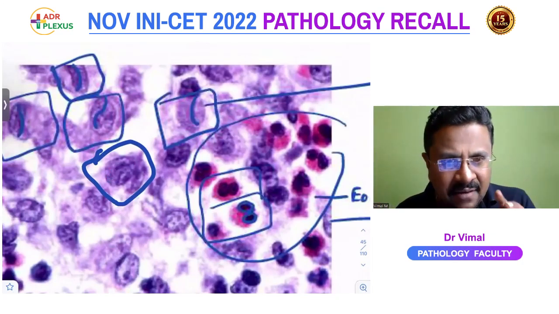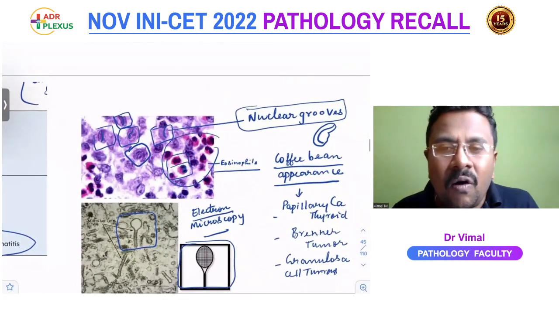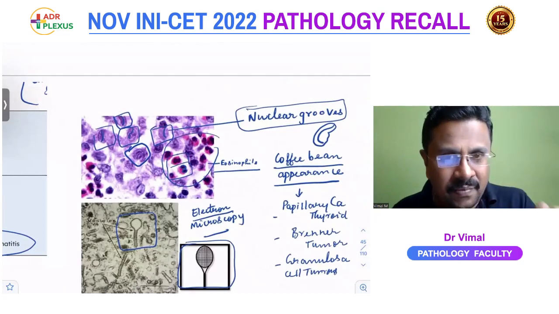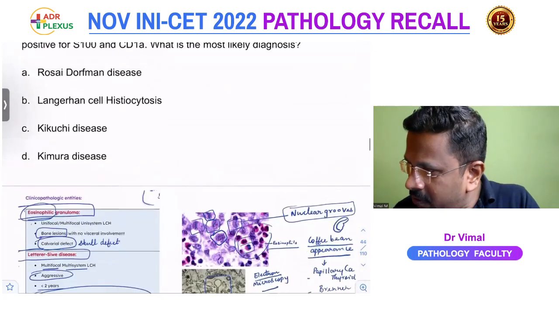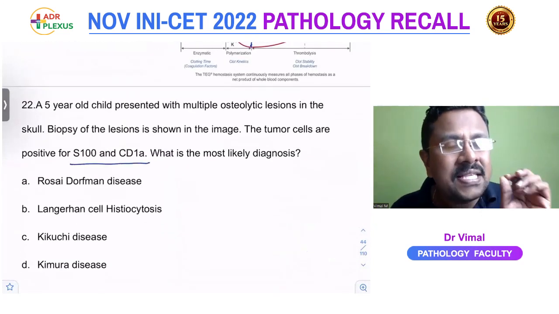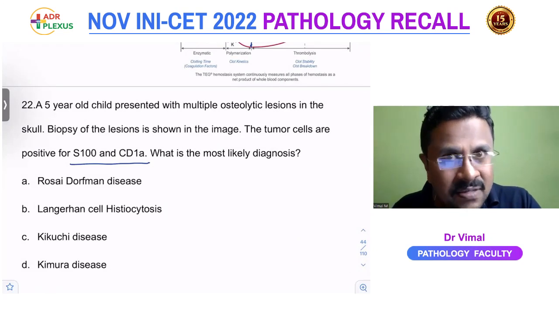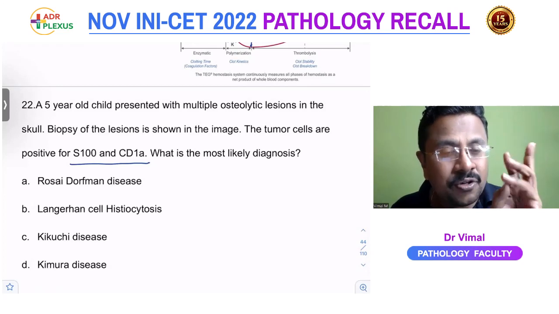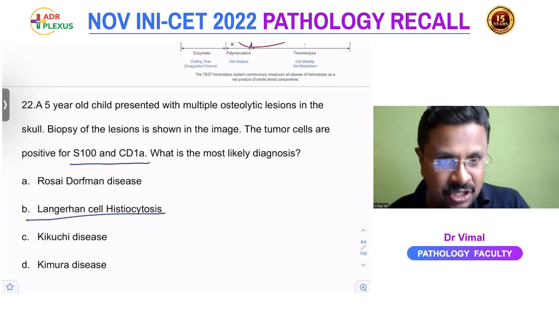The tumor cells will have the nuclear groove, and we have discussed this nuclear groove as a coffee bean appearance. Yes, coffee bean appearance. And also you can see a lot of eosinophils. Another important clue they have given is that these cells are positive for S100 and CD1A. So this is a very important clue. With a child with osteolytic lesions in the skull and tumor cells positive for S100 and CD1A, the diagnosis is Langerhans cell histiocytosis.